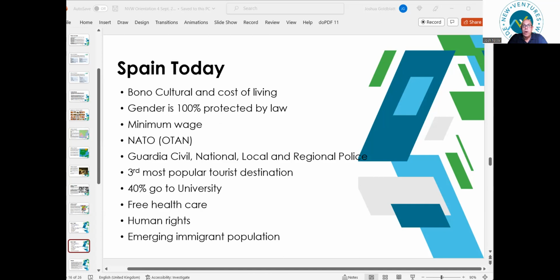There's a minimum wage in Spain, and the minimum wage is about 1,000 euros a month, which means that people are protected to a certain extent against poverty.